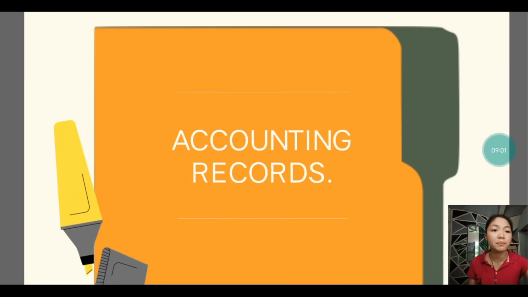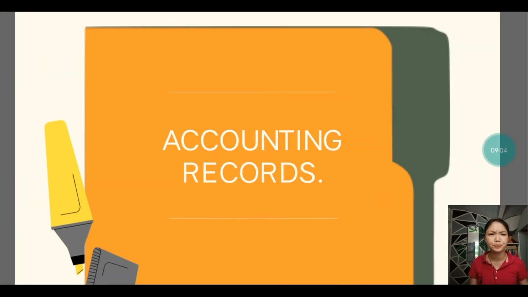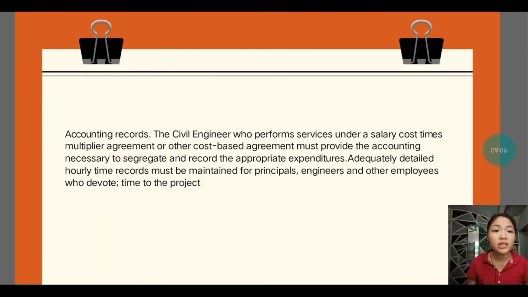So the last topic is accounting records. The civil engineer who performs service under a salary cost times multiplier agreement or other cost-based agreement must provide the accounting necessary to segregate and record the appropriate expenditures. So, accounting record is applicable on payroll records together with the receipts or the other documents that are chargeable.